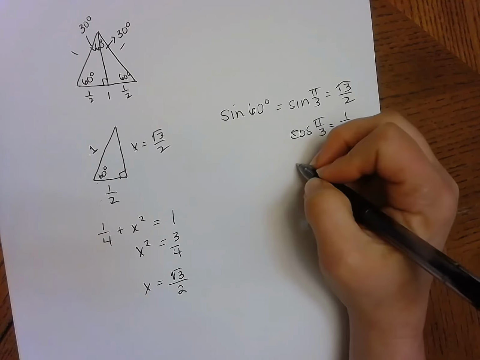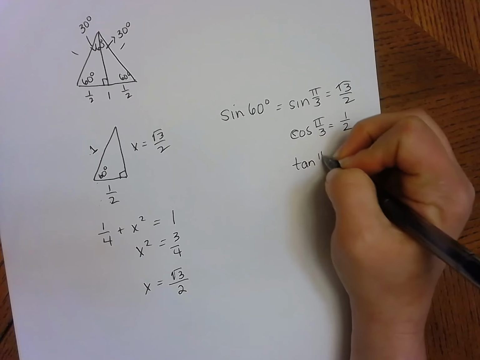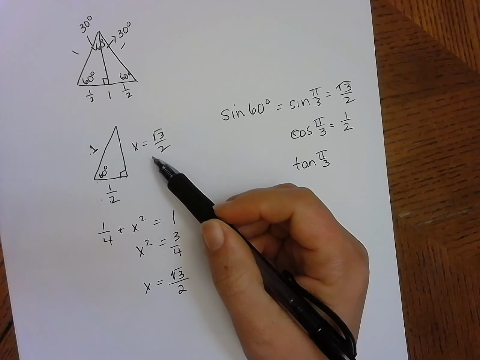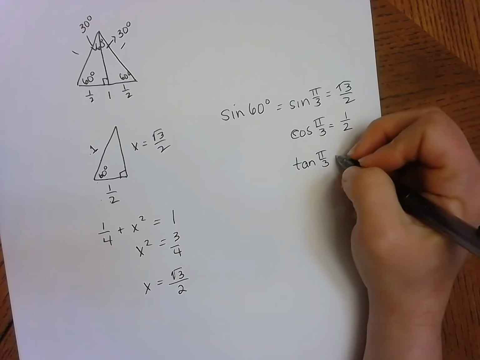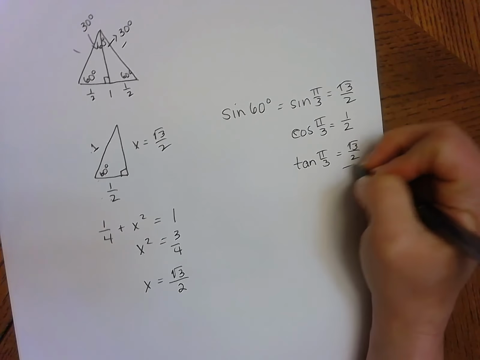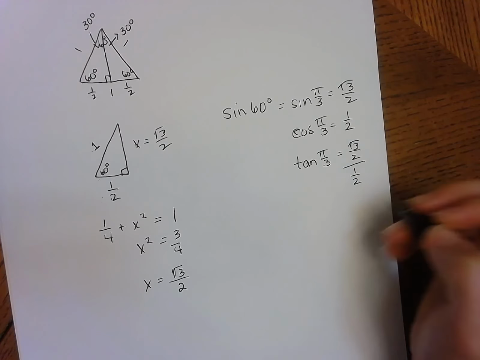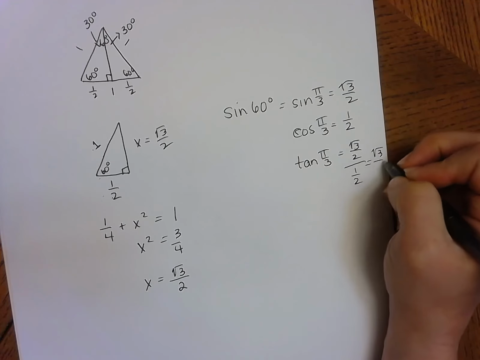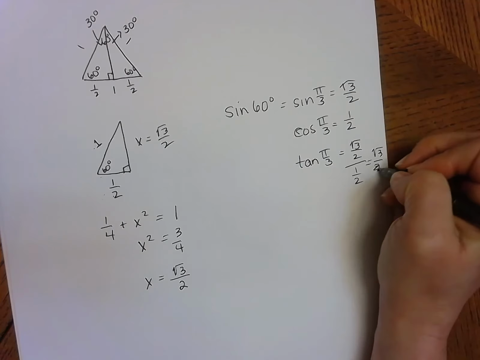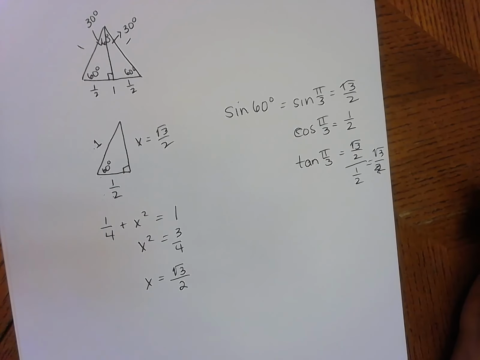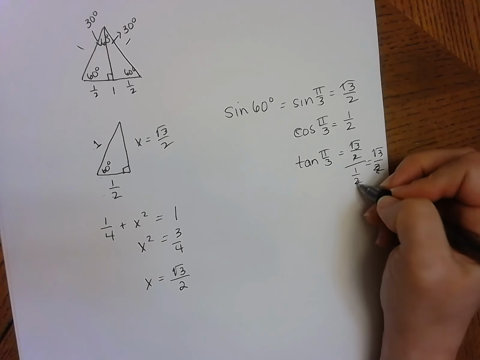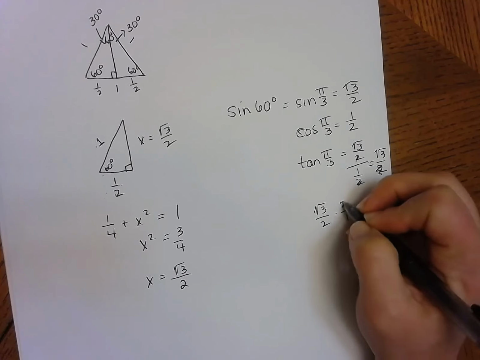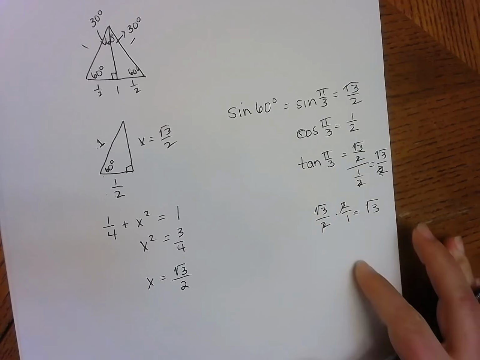And then tangent of pi over 3 is the opposite over the adjacent. So what I have here is the square root of 3 over 2 divided by a half. When I simplify this, I end up with the square root of 3. My halves will cancel because I end up multiplying by the reciprocal, which just ends up being the square root of 3. So the tangent of pi over 3 is the square root of 3.